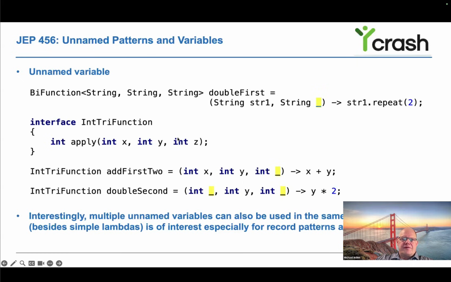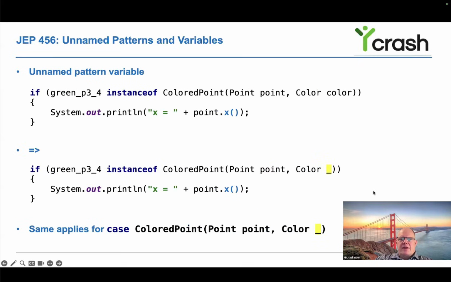Let's imagine we have an interface and we are not using the last coordinate. So it's far easier to see what is unused and what is used. But the real strength comes when you combine this with record patterns. So in the case of this color, we can mark this color as unused because we are just accessing the elements of the point. And of course, everything which is shown here, for instance instanceof, is also usable in case.